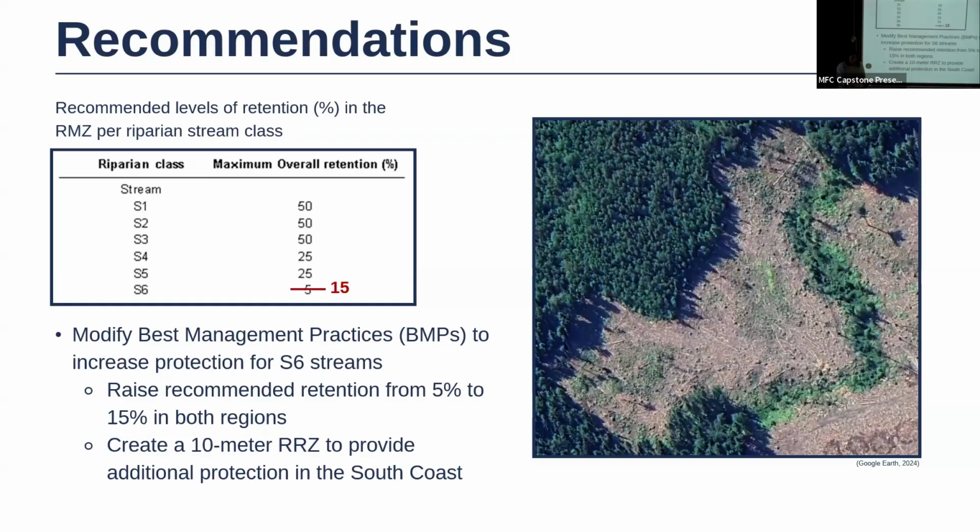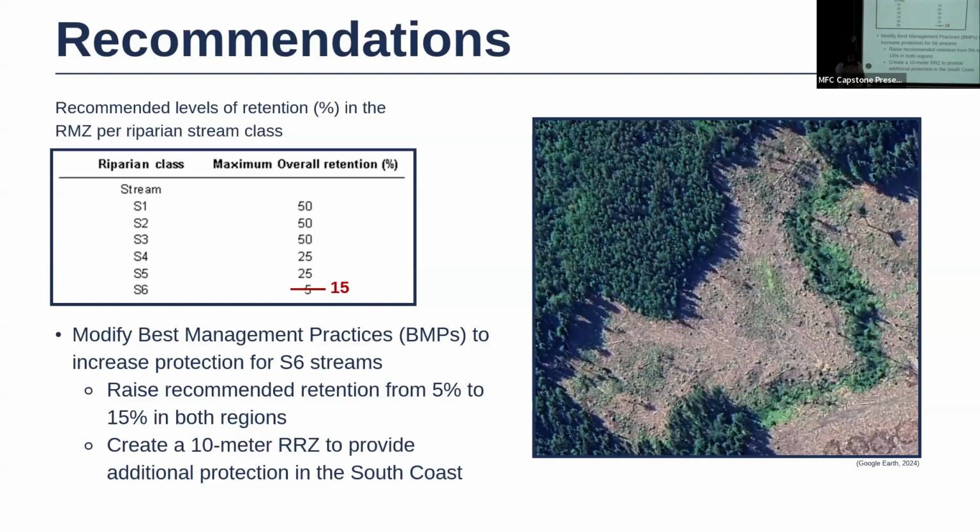My first recommendation is to increase levels of retention in the riparian management zone for S6 streams in both regions from 5% to 15%. My results suggest that retention plays an integral role in protecting S6 streams and their riparian areas, and therefore it's likely that increasing this retention will help to mitigate the negative impacts caused by logging.